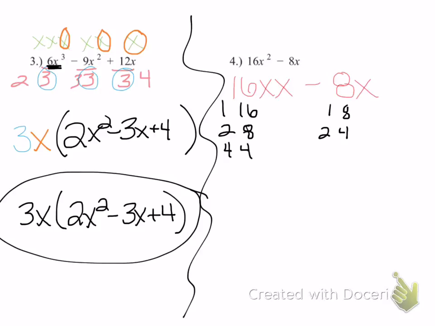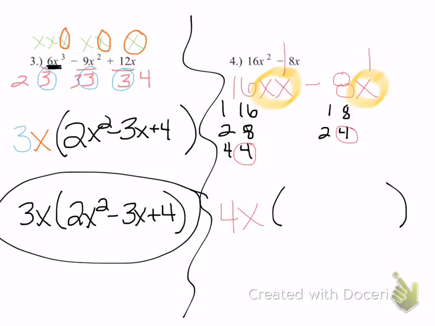Well, our GCF for our numbers is going to be 4 because that's what they have in common. So I know I'm going to take a 4 out. Next thing I'm looking at are my variables. So my first term has 2 x's. My second term only has 1x. So I can see that I could take away 1 from each of these. So I'm going to have an x out here with my 4. Then I've got to figure out what's left over.